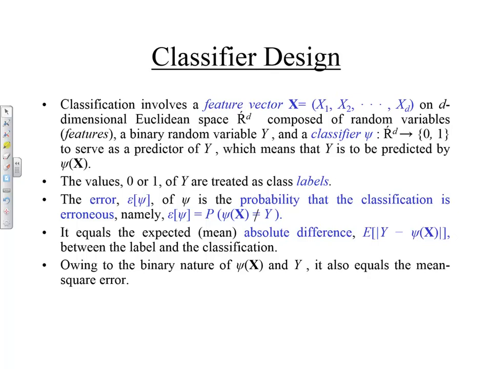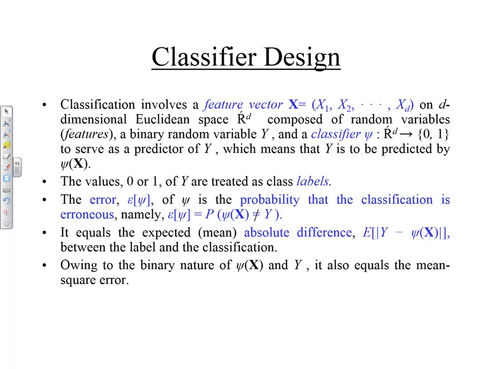If you're trying to calculate this expected value of |Y minus psi(X)|, psi is the class label coming from the classifier, Y is the actual label, and both of them are either 0 or 1. So this difference can take what values? Y takes the value 0 or 1, and the output of the classifier psi is also 0 or 1. So what are the two values that this difference can take, when you take the absolute value? 1 or 0.